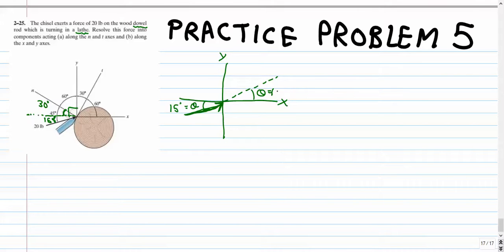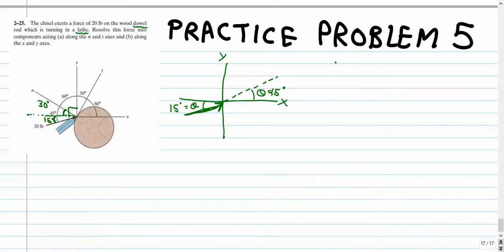Now that we have the value for theta, we can simply find the components by applying the sine and cos identities on the 20-pound force. And notice that this time we are not going with a vector triangle, since the set of axes that they have given us is perpendicular. Because it is perpendicular, it is easier for us, and we can simply apply the sine and cos identities and simply get the components.